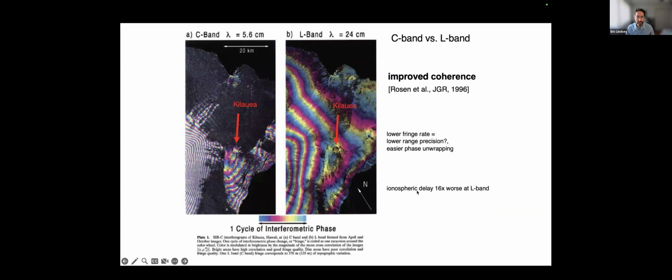But on the other hand, the ionospheric delay is related to the square of the wavelength, so it's 16 times worse at L band because it's about 4 times longer wavelength. So you have trade-offs, right? But we typically tend to like longer wavelengths for doing InSAR.